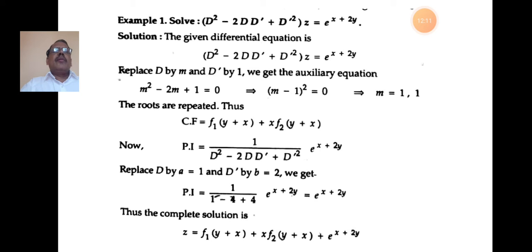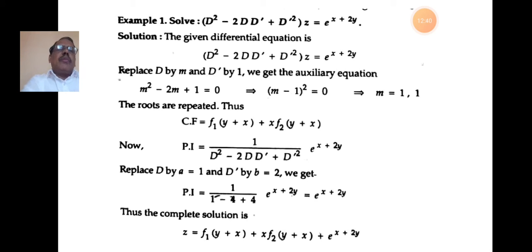So once again, the given equation is (D square minus 2DD' plus D' whole square) z is equal to e to the power of (x plus 2y). Replace D by m and D' by 1. So m square minus 2m plus 1 is equal to 0, (m minus 1) whole square equal to 0, m is equal to 1, 1. Therefore the roots are equal or repeated. So C.F. is equal to f1 of (y plus x) plus x into f2 of (y plus x).